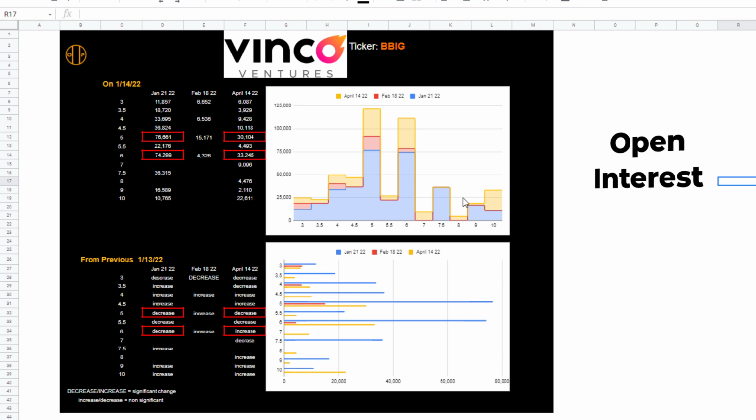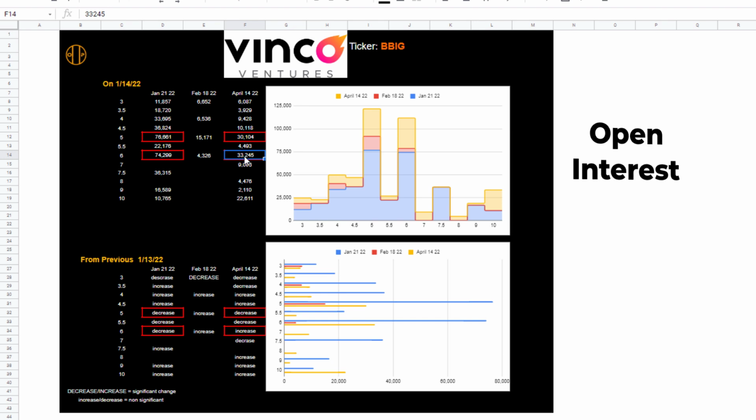I'm also going to be taking note of open interest changes on the significant out of the money and possibly at the money strikes that are coming up on the monthlies on January 21st, February 18th, and April 14th. The most significant thing that I'd like to point out here is these $6 calls on April 14th, the monthly, as well as the upcoming January monthly. We have 74,000, call it 75, roughly 34,000 sitting on the April.